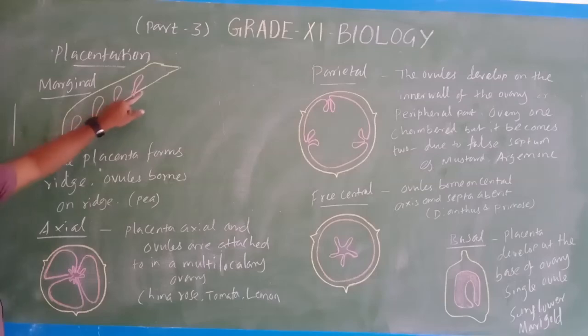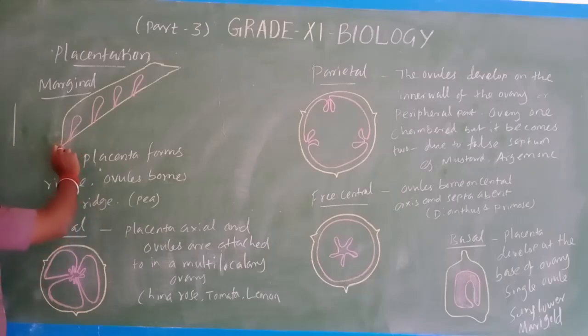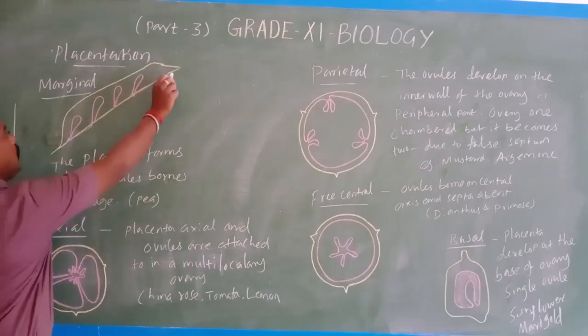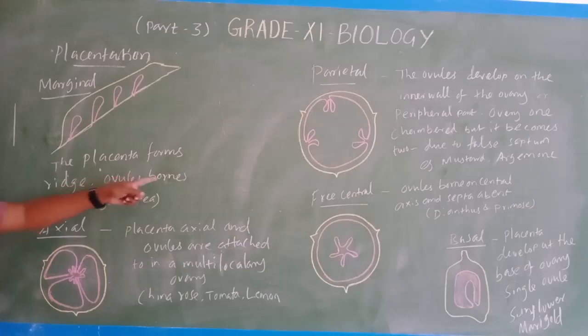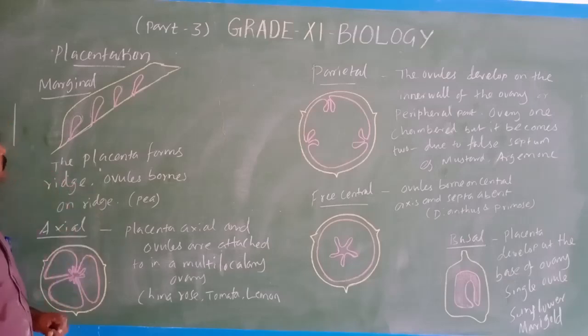In the center, the axis is the placenta. The placenta forms a ridge, and the ovules are borne on the ridge. Then the ovules become the seeds, which is the pea that we are eating. So the placenta forms the ridge, and on the ridge the ovules are coming. This is marginal placentation, because it is present at the margin.